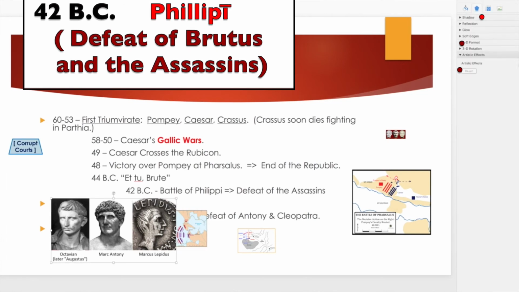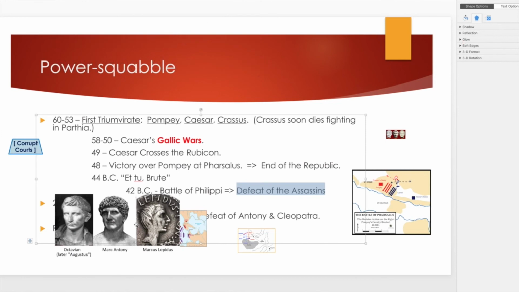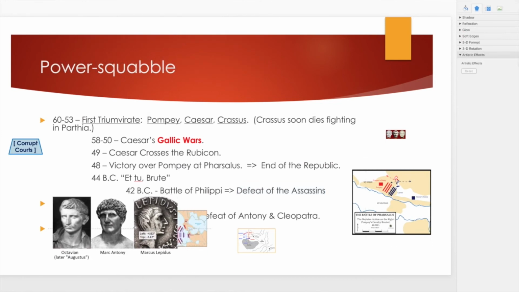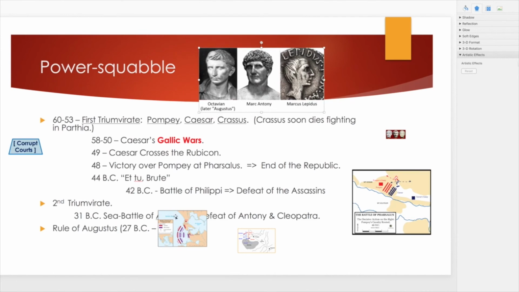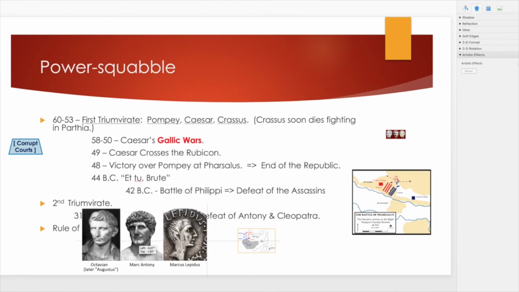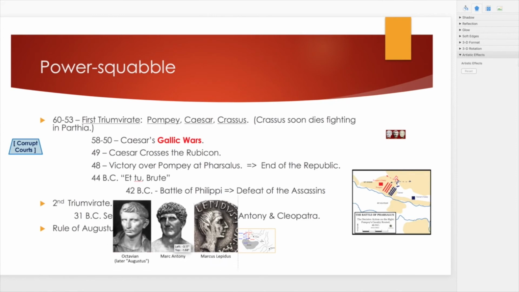But in any case, the result of Philippi was that the assassins were defeated. They committed suicide on the tops of those mountains, and the new power players were the Second Triumvirate: Octavian, Mark Antony, and Marcus Lepidus. And this triumvirate ruled for about 8 years. Marcus Lepidus died quickly, and the remaining two divided the empire up between the west and east.